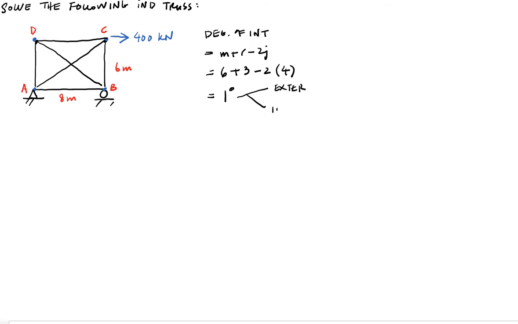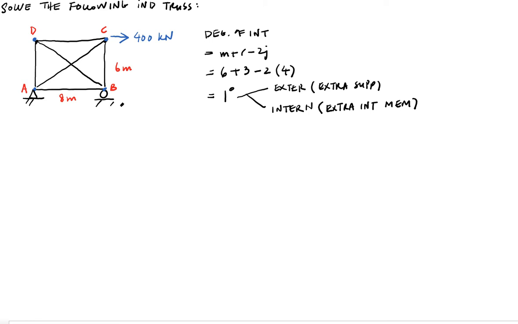Externally indeterminate means that you have extra redundant support reaction, and internal indeterminacy means it has extra internal member as your redundant. Okay, so the way to check is by looking at your truss. First you try to remove the support reaction. In this case, let's try to remove support B and see whether it becomes stable or unstable.